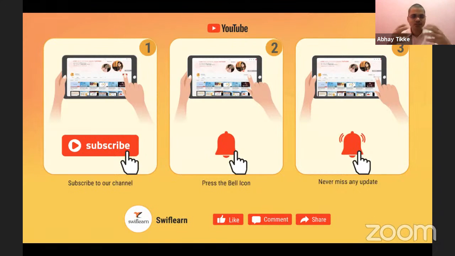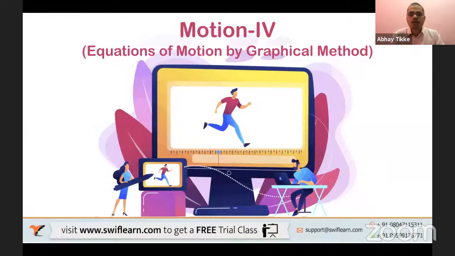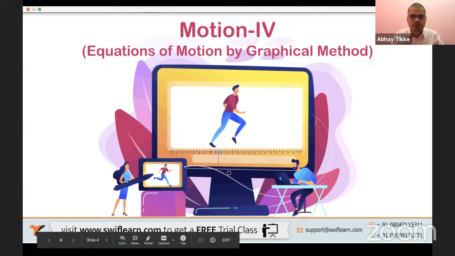So let us start our first session, this fourth session, sorry, on the topic of motion. Here we go. So in this session, we are going to discuss equations of motion by graphical method. Already we discussed graphical methods in the previous session, right? Just give me a minute. I'll come back to you in 1 minute.